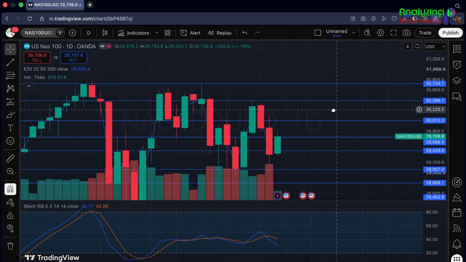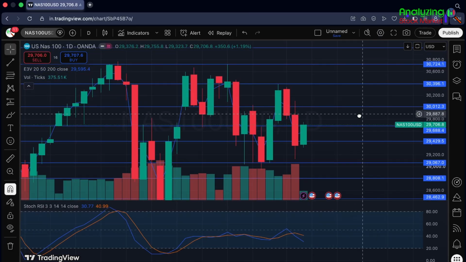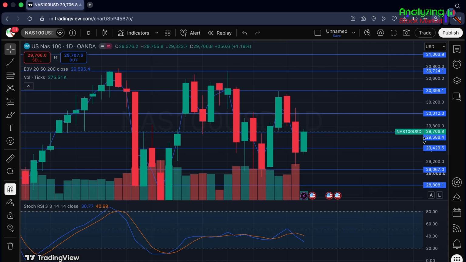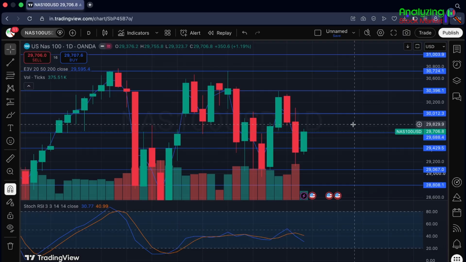So now let's talk about my opinion on this chart. Before I talk about my opinion, the closing here is 29706. Direct support is 29688 and direct resistance is 30012. After direct support, there is a support at 29429 and then 29 67-something. After direct resistance, there is a resistance at 30396 and 30724. So these are the important support zones and resistance zones which will help you to take better stop loss and target levels for this week. So do mark these levels on your chart as well.